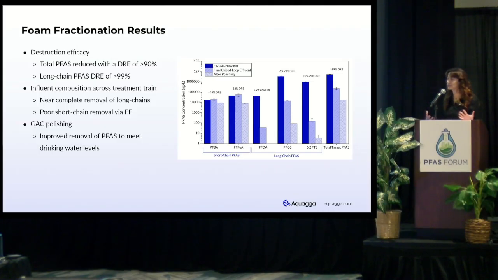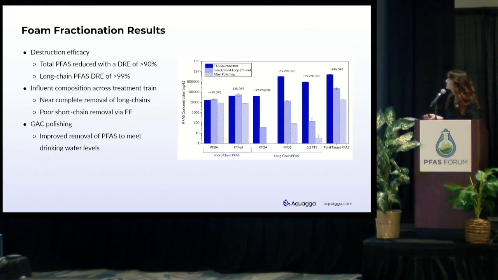However, going into the project, I know you can see those shorter chains were a little bit stubborn to harness, and we did know this. Foam frac does have a little bit of trouble getting those shorter chains with the air-water partitioning. And then we also have that GAC right there on the end, trying to hit the 4 nanograms per liter, and as you can see, it helped to remove PFAS as well.